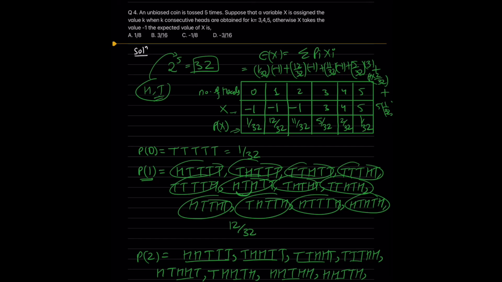So if we solve this together, of course we can take 32 as the LCM, and in the numerator we can have minus 1 minus 12 minus 11 plus 15 plus 8 plus 5, and if we do this calculation, this will be equal to 4 out of 32. That is nothing but 1 upon 8. So A should be our answer.